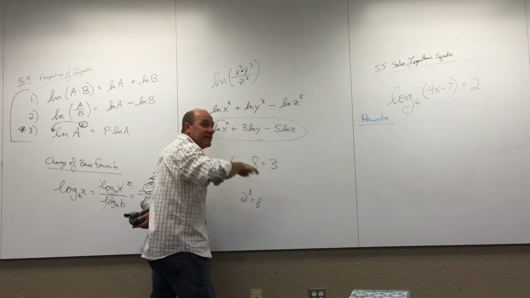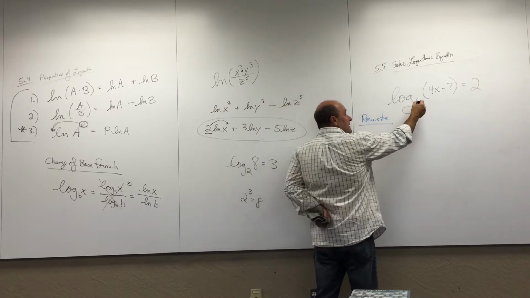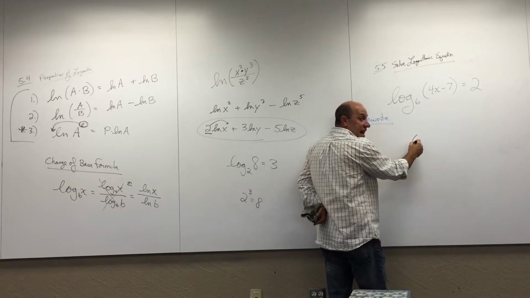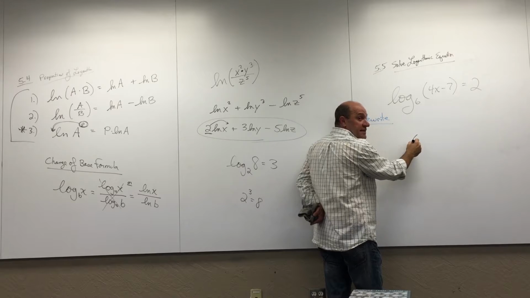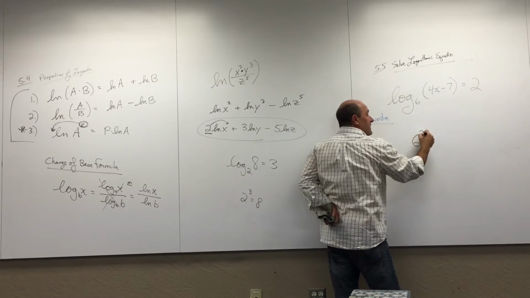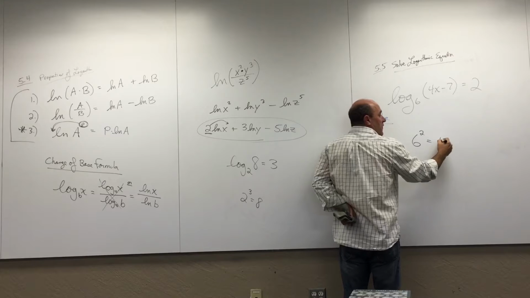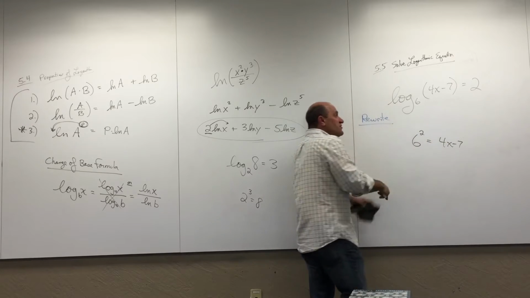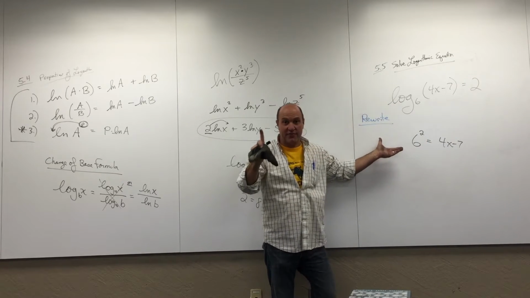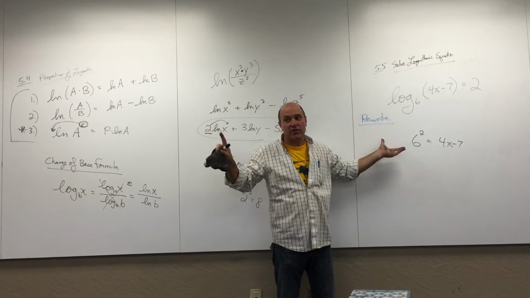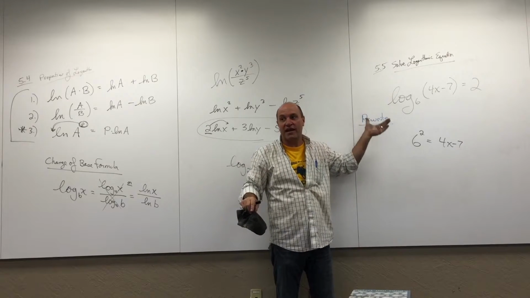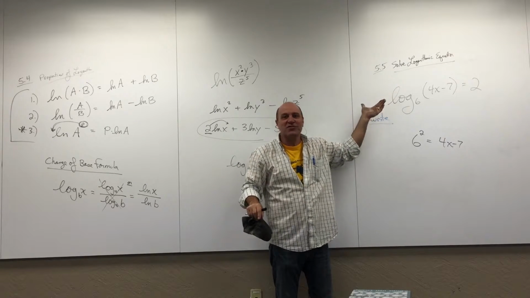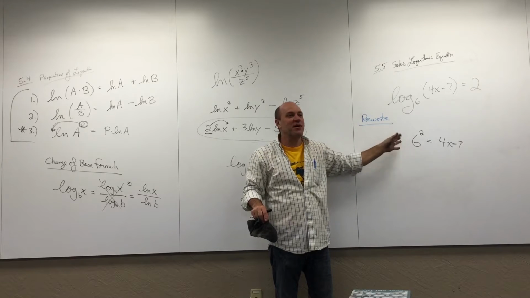So if I rewrite this, what's the base? 6. The base is 6. The exponent that you put on that base is the 2. And it should equal the 4x minus 7. So as soon as you rewrite that, which is a kind of an important part of understanding logarithms, is to understand how to rewrite them. But as soon as you rewrite it, dude, you got the easiest problem in the world, don't you?